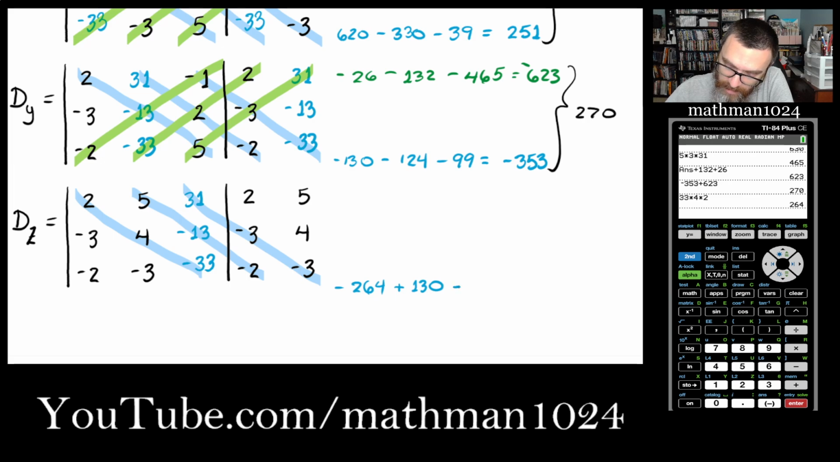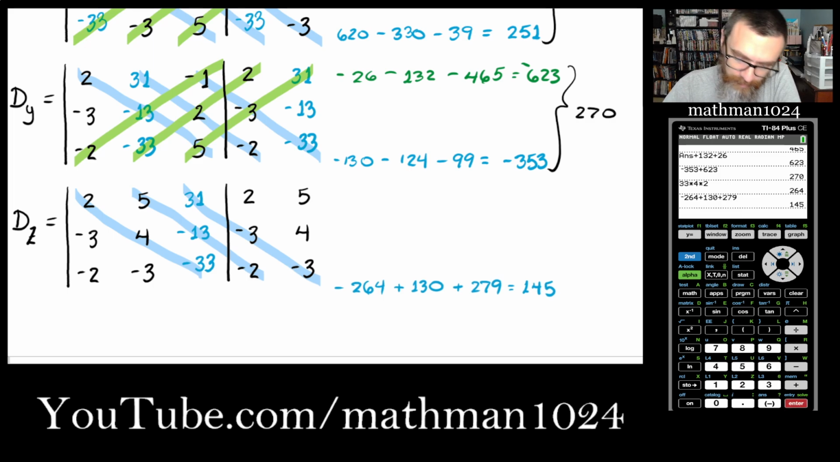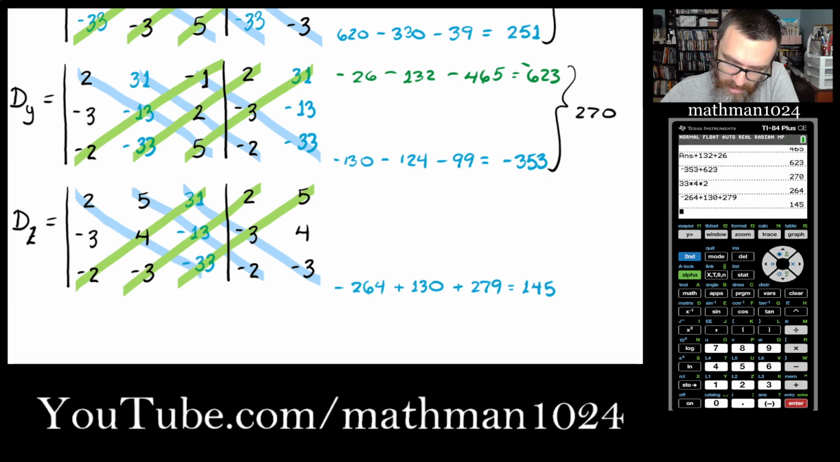31 times 9, so it's going to be a plus 279. And all of that together, it's going to be 145. Let's just double check here. Negative 264 plus 130 plus 279 is 145. All right, cool. Then we have these diagonals to do. 2 times 4 times 31. So 8 times 31 is 248. That's negative 248.